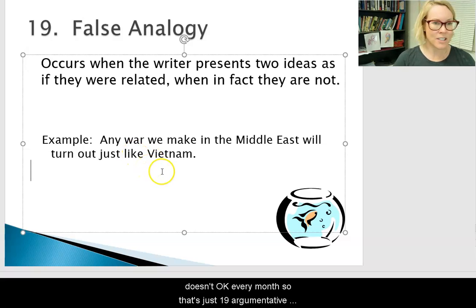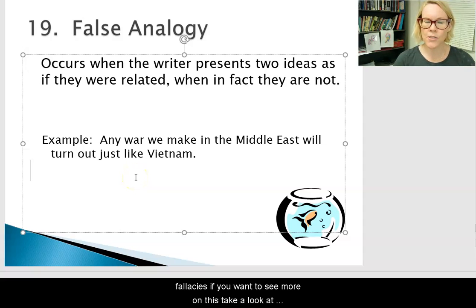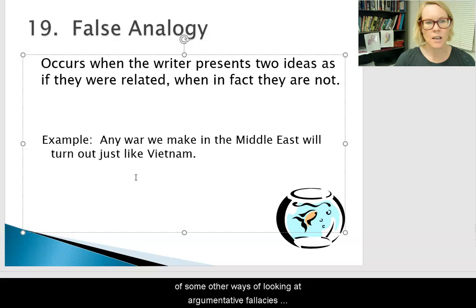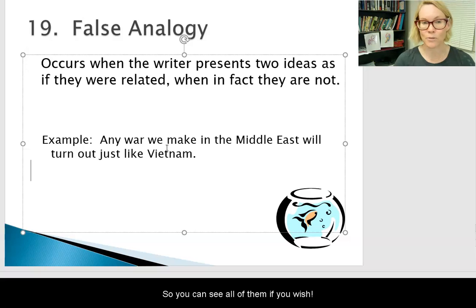Okay, everyone, so that's just 19 argumentative fallacies. If you want to see more on this, take a look at the examples below on this page, and we've got some videos, some other ways of looking at argumentative fallacies, some comics that might give you a fuller idea of what fallacies are. I've also linked a full list of 160 argumentative fallacies, so you can see all of them if you wish.